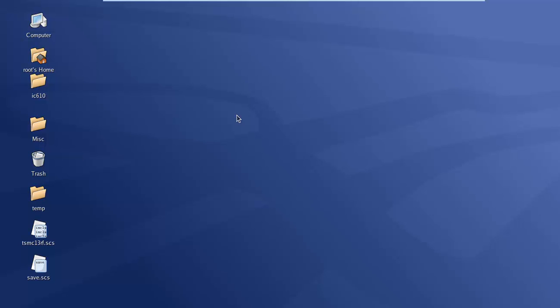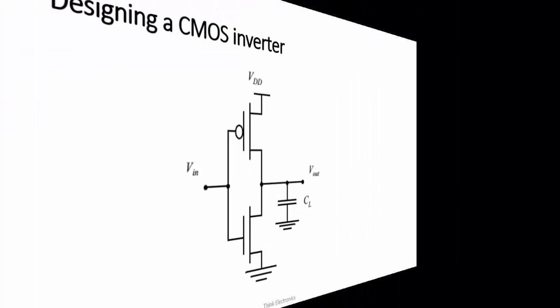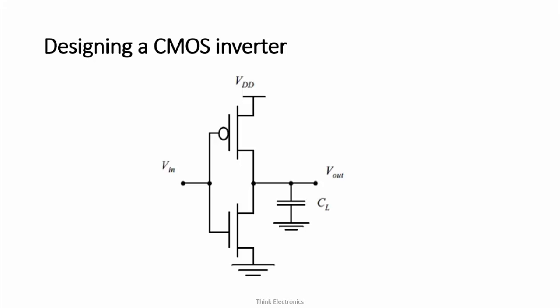To understand how the inverter really works, first we will assume that the MOSFETs are switches. That is, basically the NMOS will be on when applying a high voltage on its gate, and the PMOS will be on when applying a low voltage on its gate. Here it is, the schematic of the CMOS inverter.